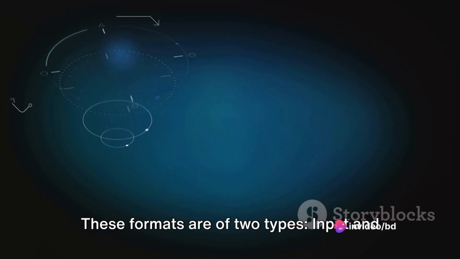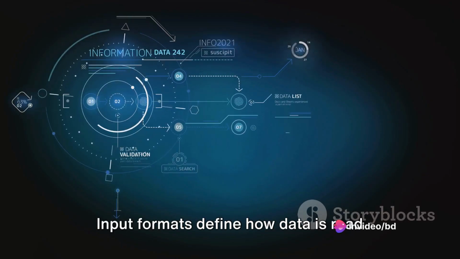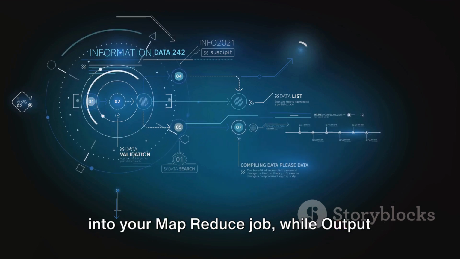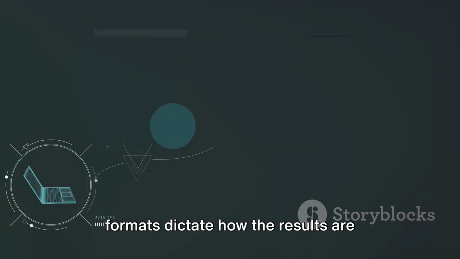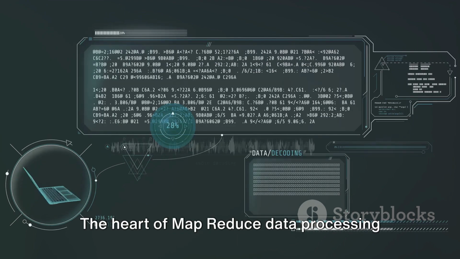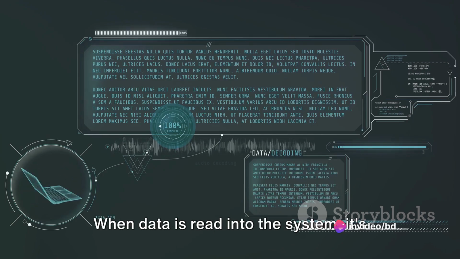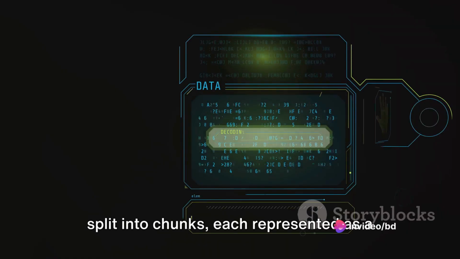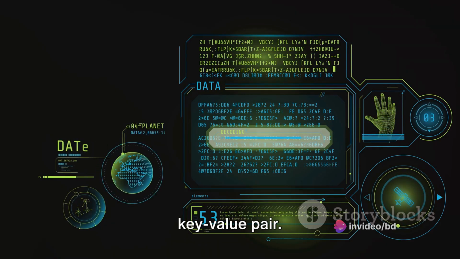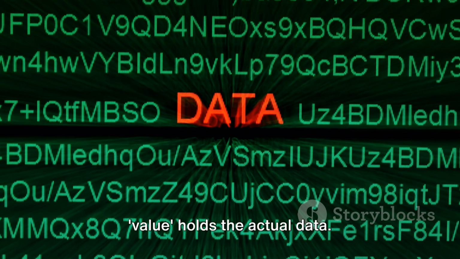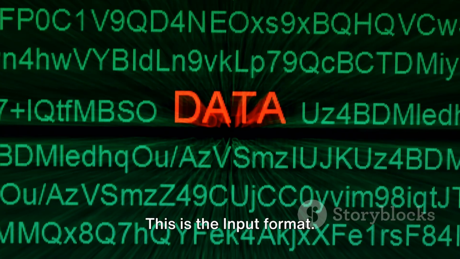These formats are of two types: input and output formats. Input formats define how data is read into your MapReduce job, while output formats dictate how the results are written after processing. The heart of MapReduce data processing lies in key-value pairs. When data is read into the system, it's split into chunks, each represented as a key-value pair. The key is the identifier, while the value holds the actual data. This is the input format.